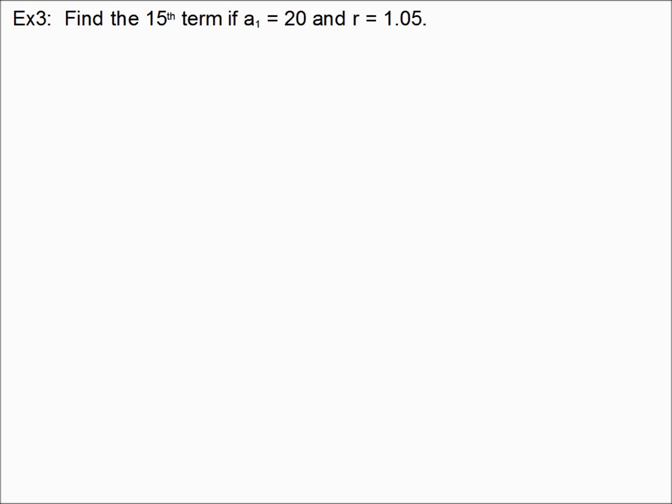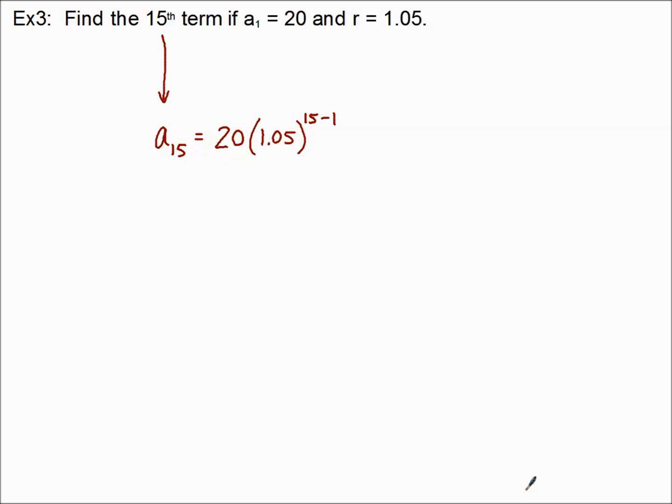Example 3, let's find the 15th term. Let's use our formula that we just learned. The 15th term, if the first term is 20 and r is 1.05. So if I'm looking for the 15th term, that means that I'm using this symbol, a sub 15, and let's just plug into our formula. The first term, which we are given, that's 20, that's our coefficient. We need our base, which is our r, which is 1.05, and we're going to raise that to the n minus 1 power, but since I know that n is 15, it's the 15 minus 1 power.